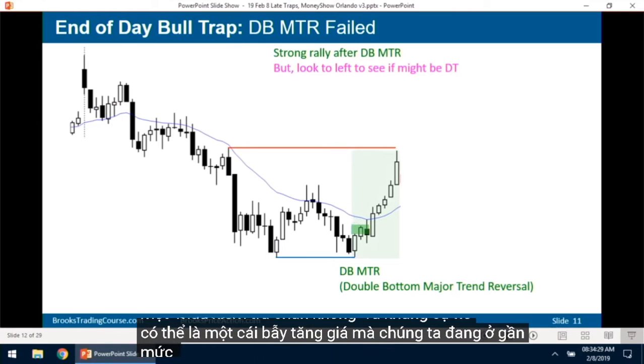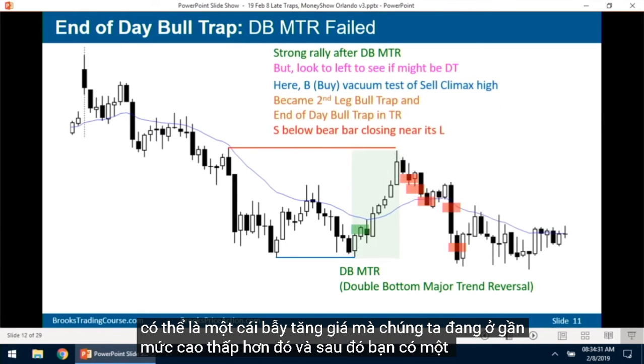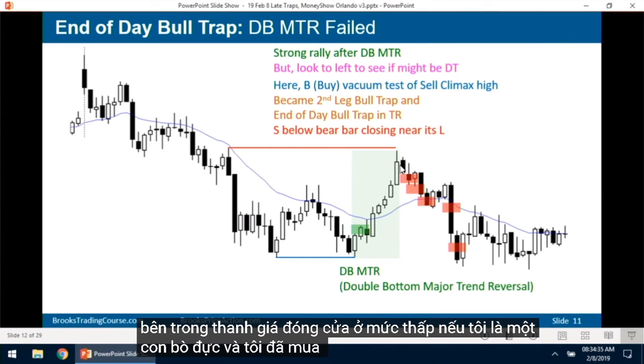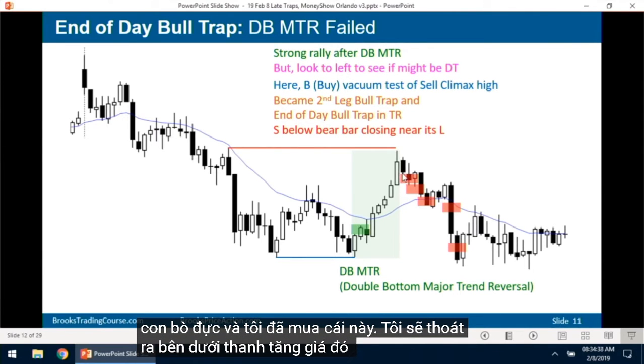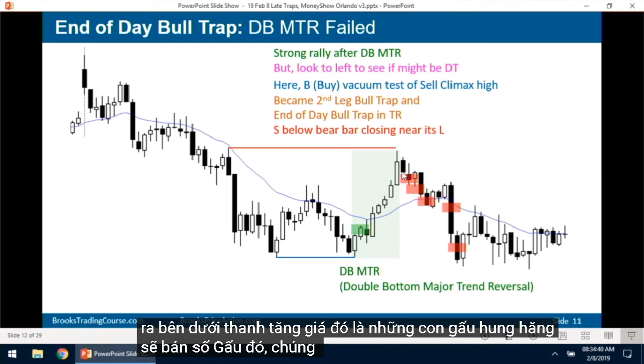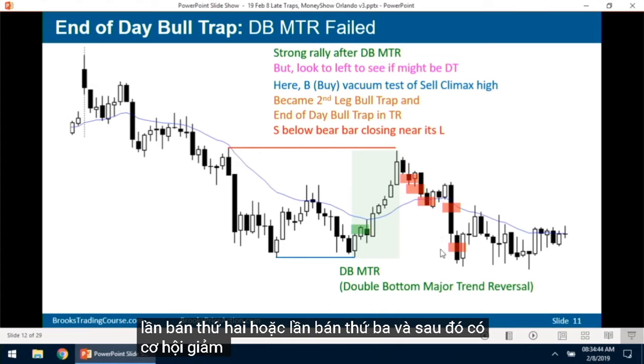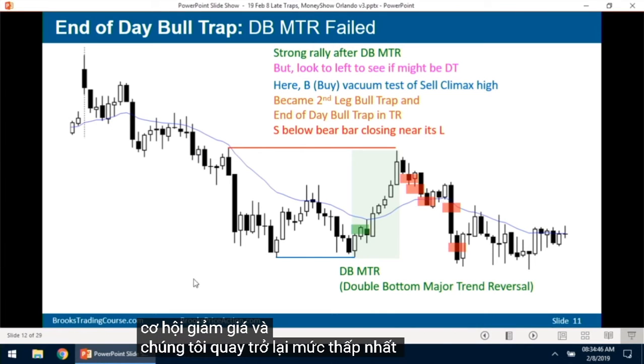We're near that lower high, and then you have a bear inside bar closing on its low. If I'm a bull and I bought this, I'm going to get out below that bull bar. Aggressive bears will sell that. Other bears will wait for a second or third sell and then take a chance that we go down for a swing and we get back down to the low of the day.